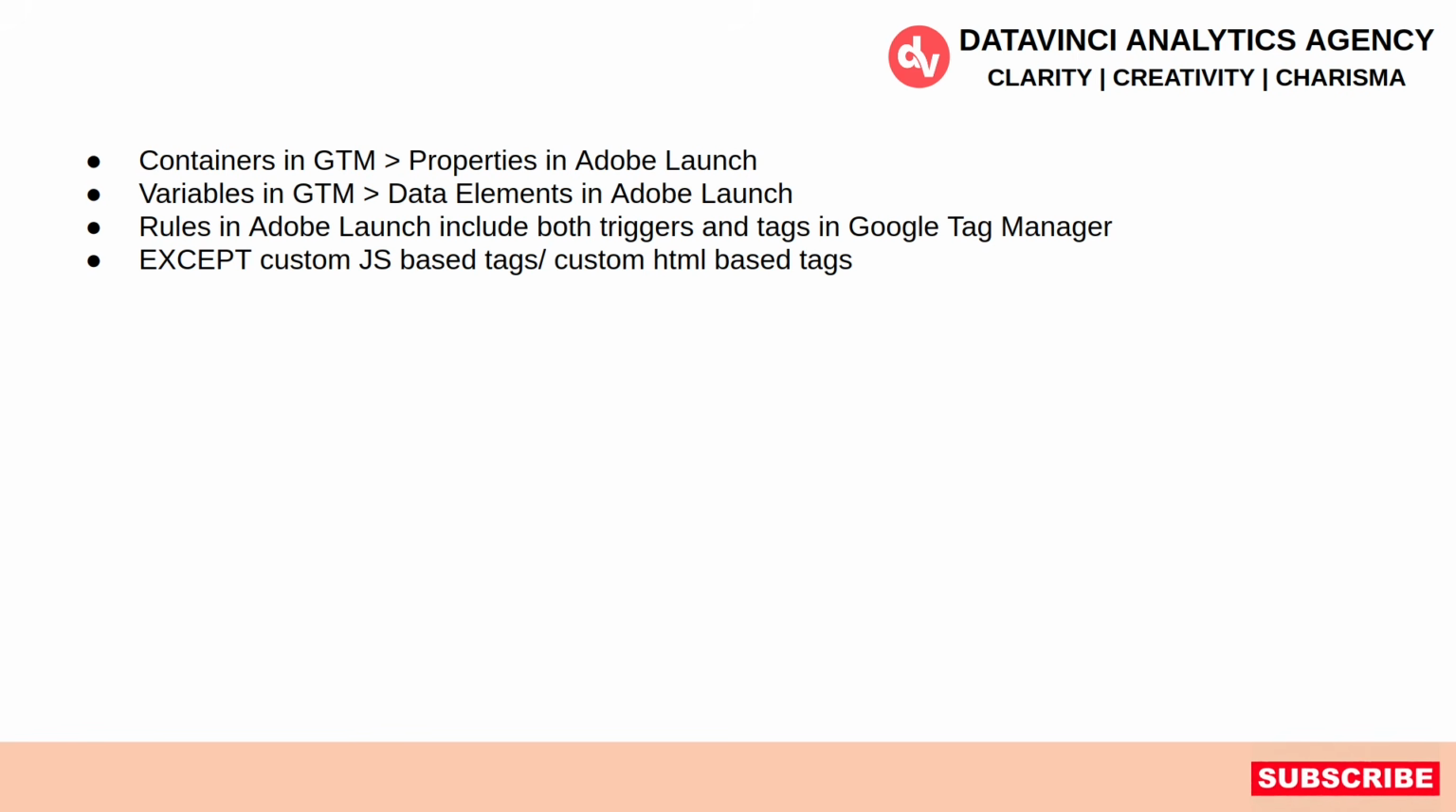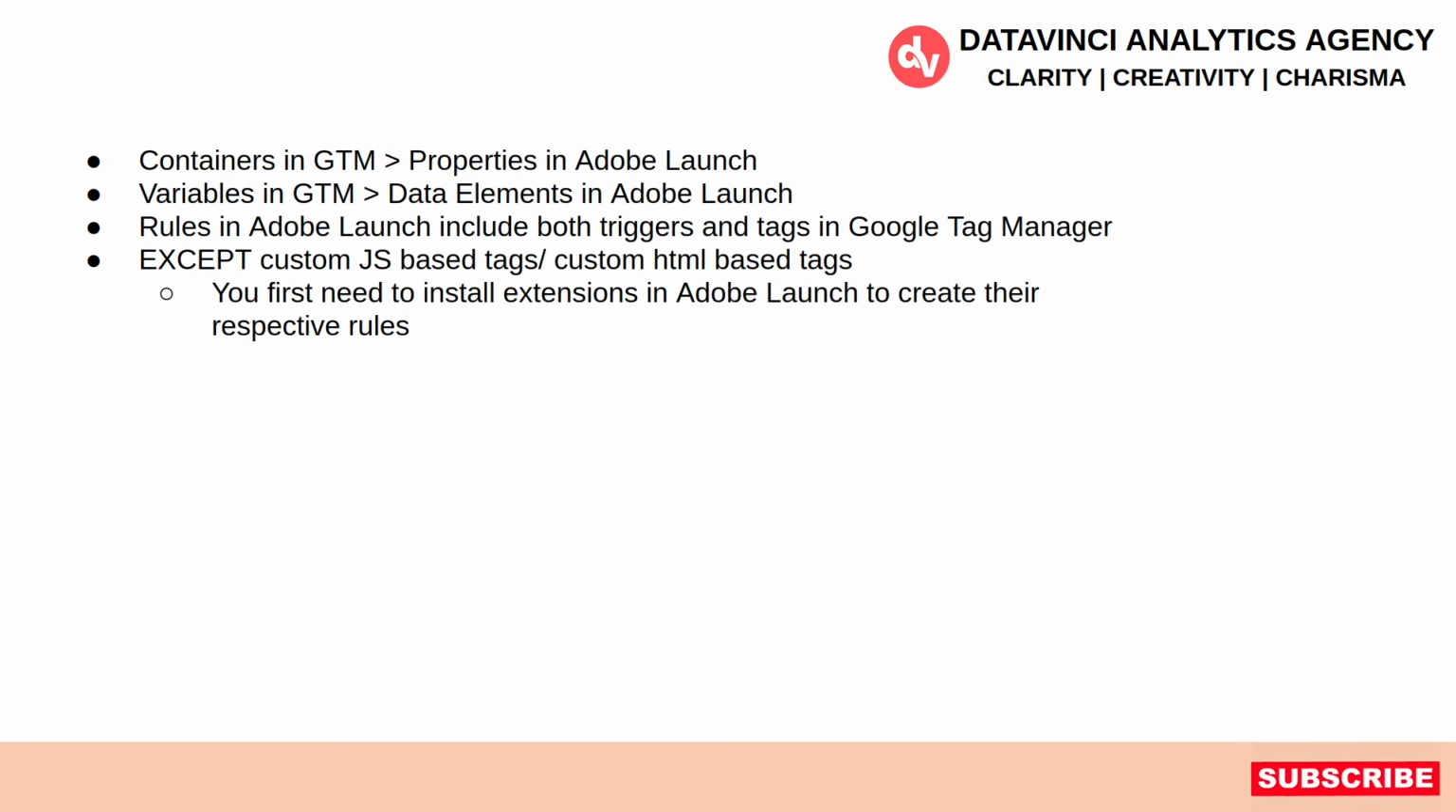Then except the custom JavaScript based tags or custom HTML based tags, right? I'm explicitly mentioning this. If you want to install any other tags, then you first need to install the extensions in Adobe Launch to create their respective rules, right? And where do we get the extensions? There is an extension tab, and in catalog we can look for all the available extensions, and then we have to install them and configure them. Okay, so now let's proceed ahead with the other similarities and differences between Adobe Launch and Google Tag Manager.